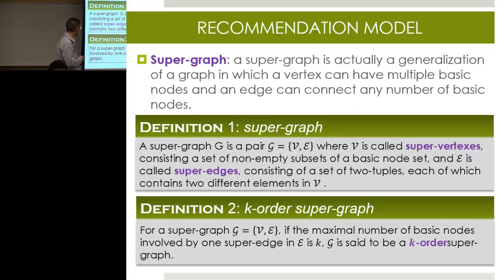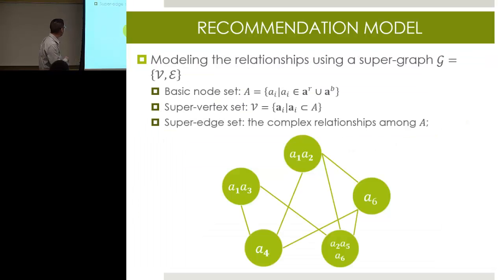Supergraph is an extension of graph. Basically, besides the basic nodes, meaning the attributes, we have the so-called supervertex, and each supervertex includes a set of attributes. The super edge links the supervertexes. And we can also define the order of the supergraph. The order of the supergraph means the maximum number of basic nodes linked by one super edge. So for example, this is our case: we have the basic nodes as attributes, we have the supervertex as a set of attributes, and the super edge links them.